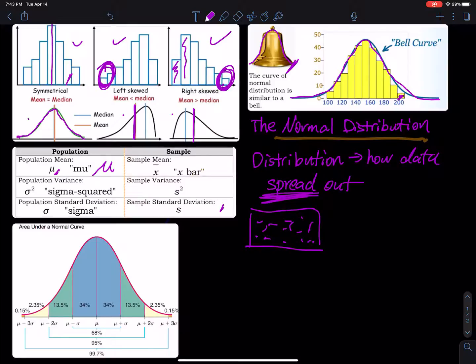And then for sample, the sample is taken from the population, right? So the sample is part of the population. We have to use some other symbol, so we use an X bar. In statistics, every time you put a bar on top of a letter, we call that an average. The bar stands for average. And then sample variance, S squared, and sample standard deviation, the lowercase s.